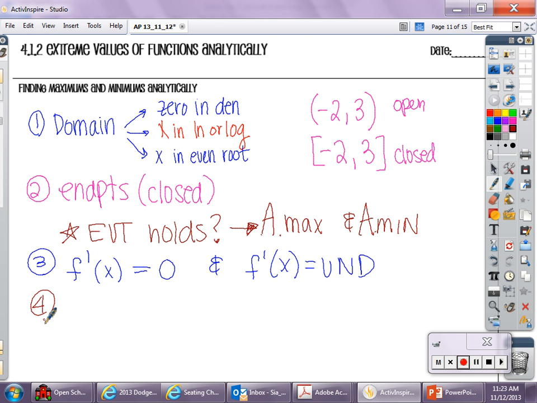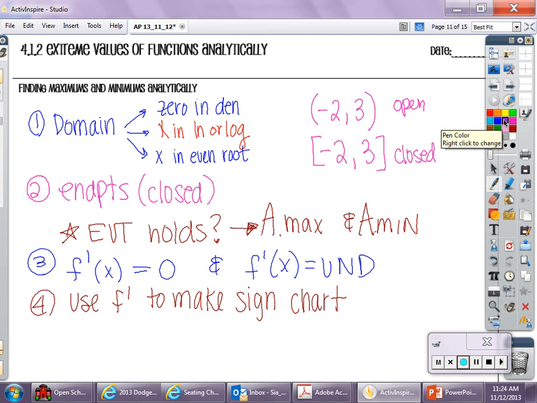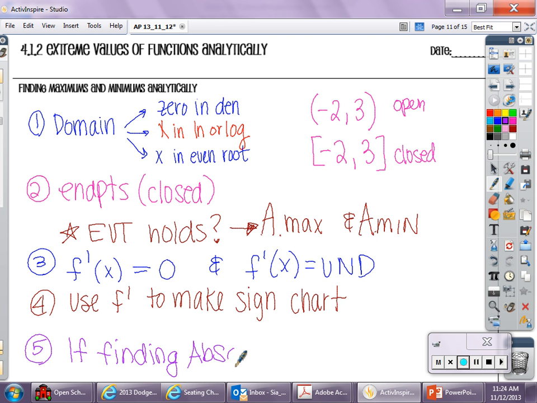All right, once we do that, we're going to use F prime to make the sign chart. And the last step is actually an optional step based on the question. If finding absolutes, let's say you have 5 maximums, 5 of them. How would I know which one's the absolute? And I already know EVT holds, so I'm guaranteed an absolute. How could I magically just figure this out? Do I guess? Do I pick?